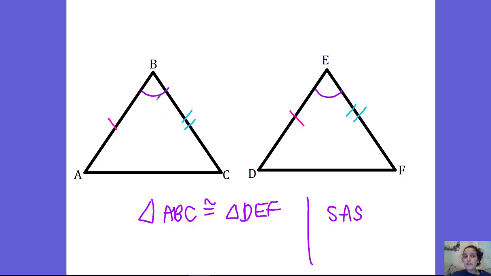We didn't have to prove all 6 things were congruent. We didn't have to prove that all 3 pairs of sides were congruent. We didn't have to prove that all 3 pairs of angles were congruent. We only had to prove some combination of 3 things.